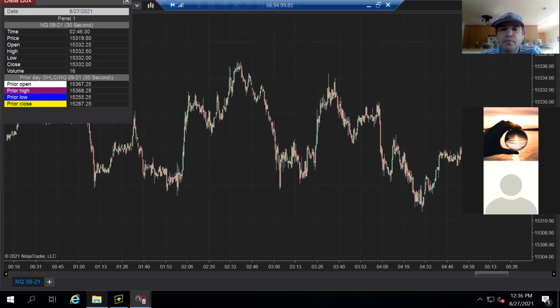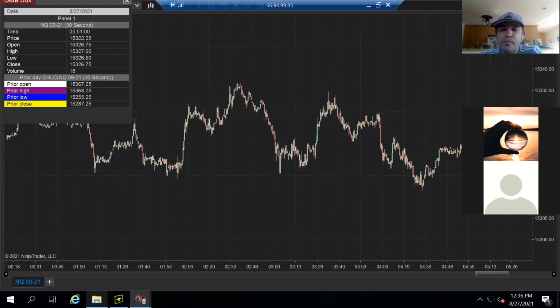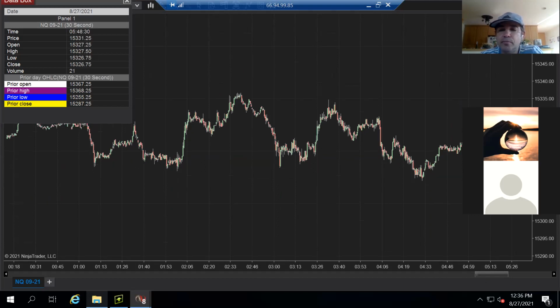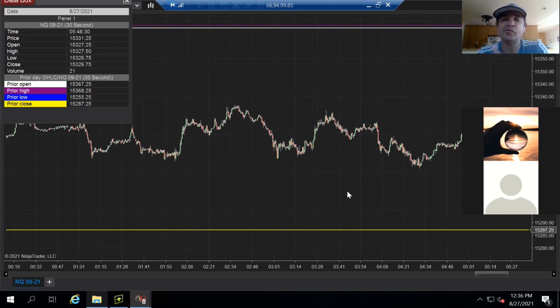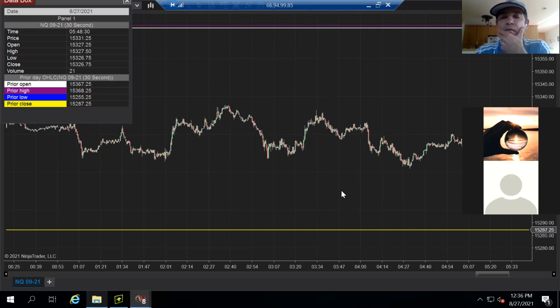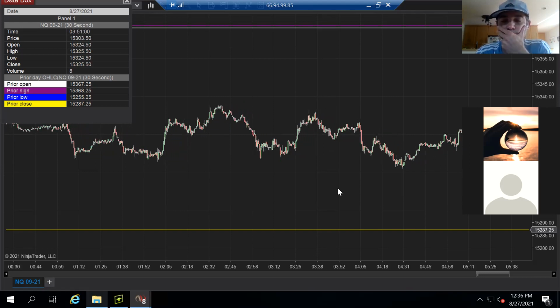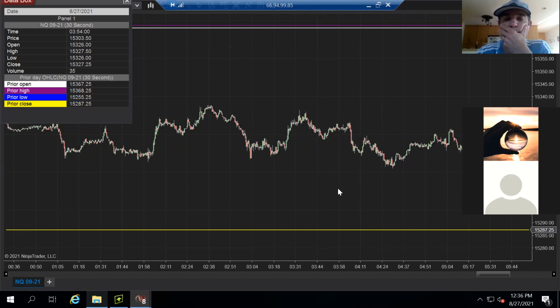There you go. Pinch it down some more. A little bit more. There you go. So you see it now? You see the yellow line there? Yes. All right. So during this session, we have a market high that has been identified.